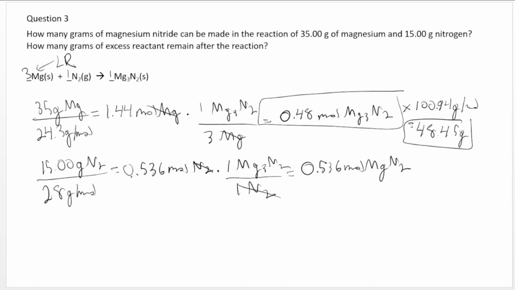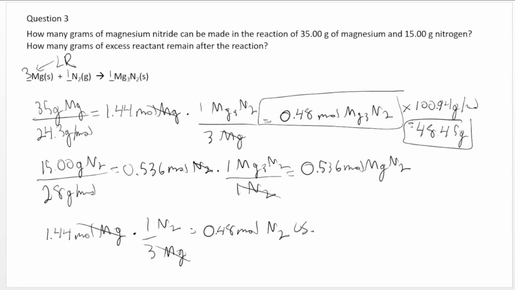So what we're going to do is find the amount of nitrogen that was used in this reaction. So we'll start with the amount of magnesium. We're going to multiply it by the ratio, which is 1 to 3. 1 mole of N2 for every 3 moles of Mg. Moles of Mg will cancel, and we will get 0.48 moles of N2 used. Okay, that's the amount used.